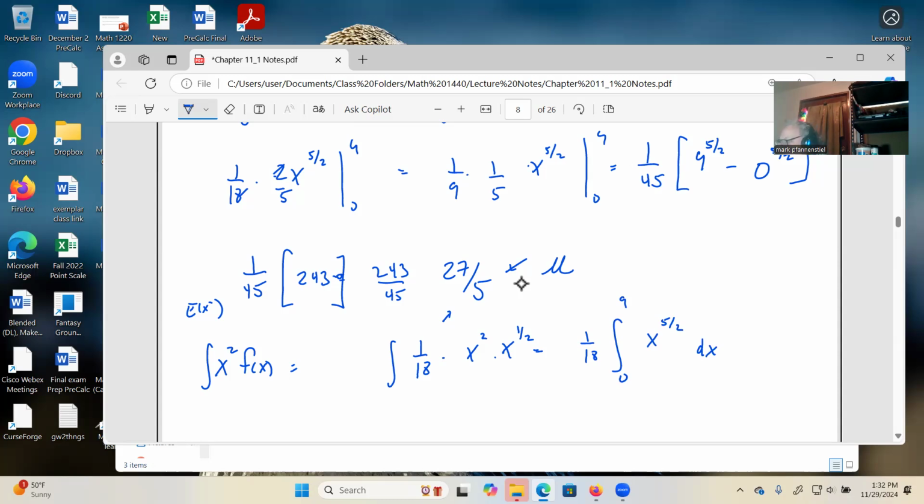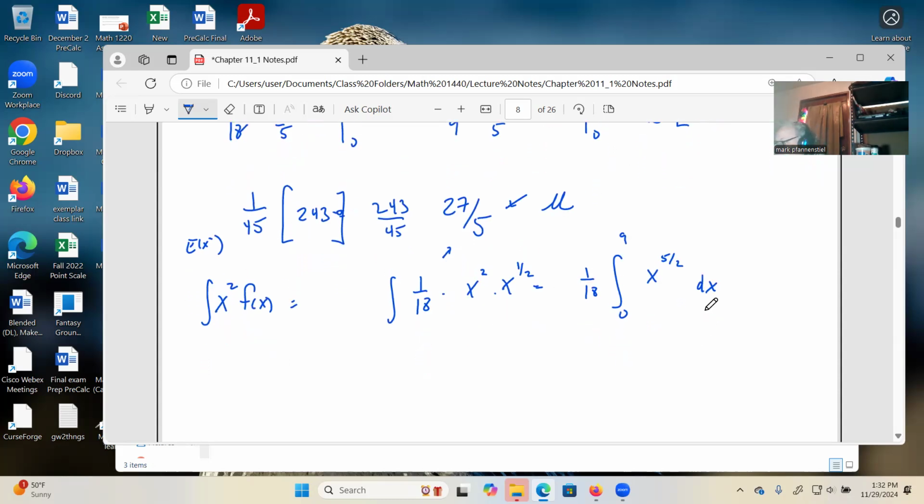Okay, so we've set up the integral to figure this out. Now we'll go ahead and integrate. So this is 1 over 18. We have x to the 5 plus 2, which is 7 halves, and we have 2 sevenths as such. And again, we are going from 0 to 9. Okay, so that's what we're doing. We're just figuring out the E of x squared, and we'll go ahead and do this.